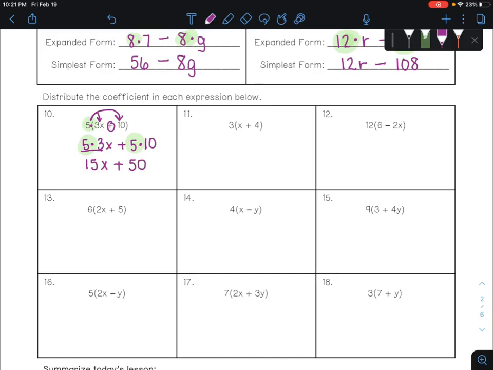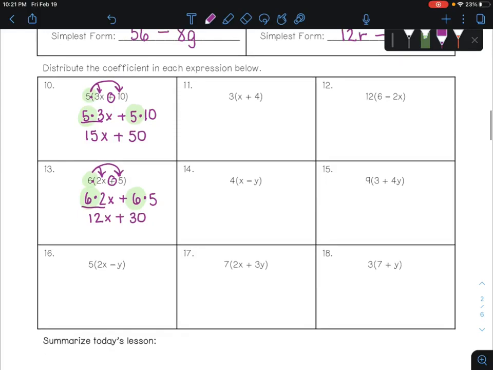Number 13, let's go straight down. 6 times 2x. So share that 6 times. Plus 6 times 5. And again, same deal. We shared the 6 times. And now we got to do 6 times 2x. So 6 times 2 is 12x plus 6 times 5, which is 30.